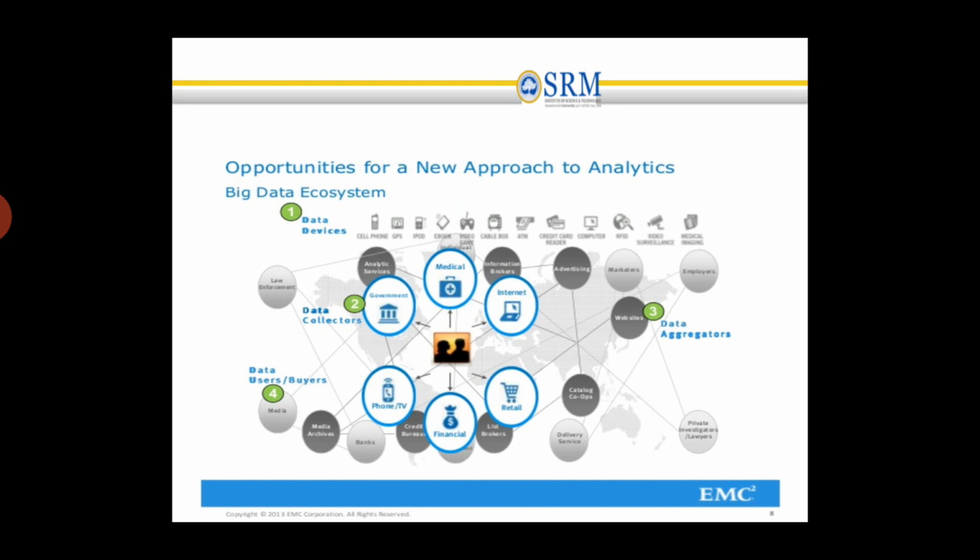And we have some examples for each of the components. For example, data devices can be anything: GPS, cell phone, your laptop, camera, and all these things. Data collectors may be the government sector, medical, or internet. The data aggregator is your web portals. And data users and buyers are the media, finally.